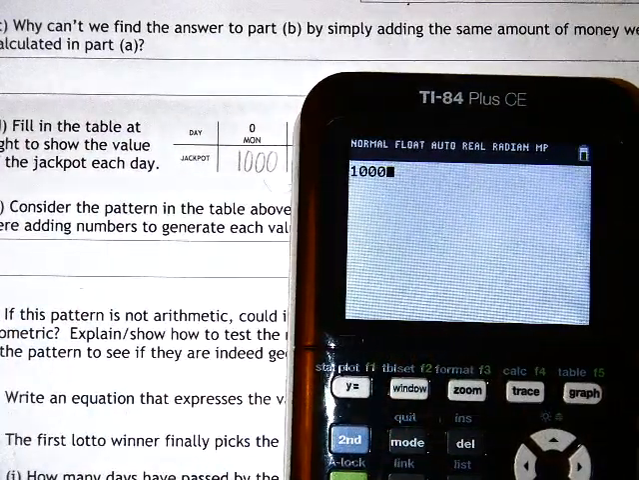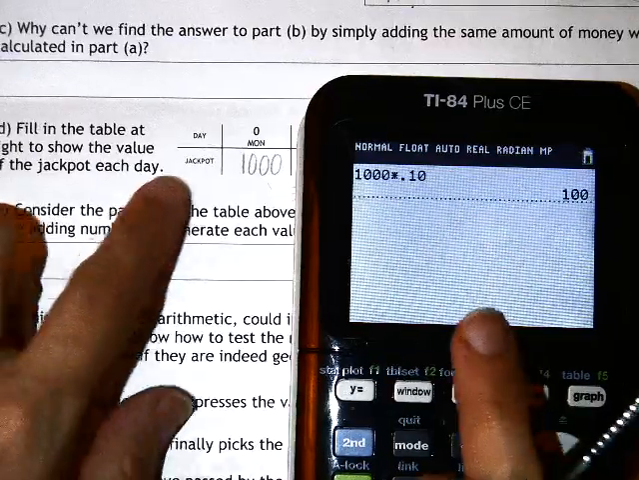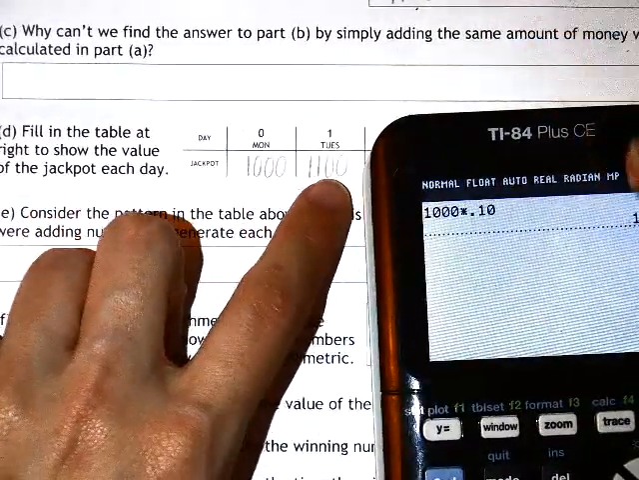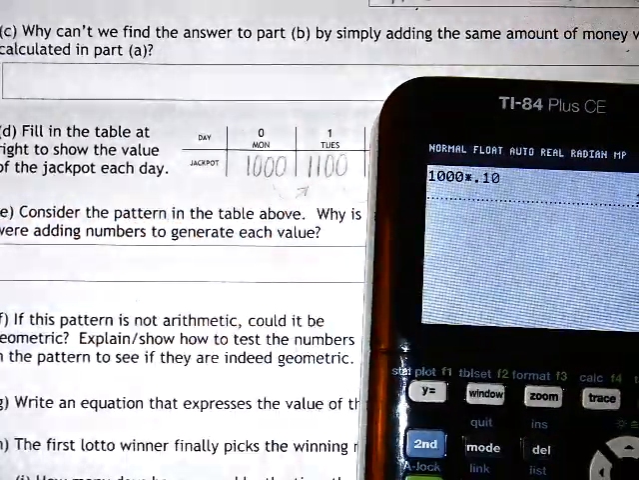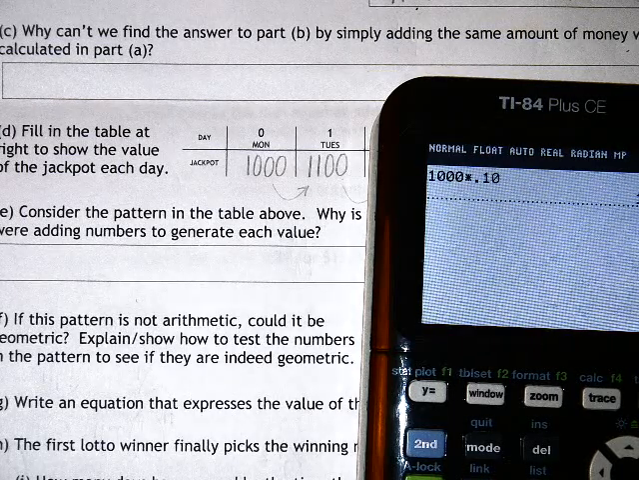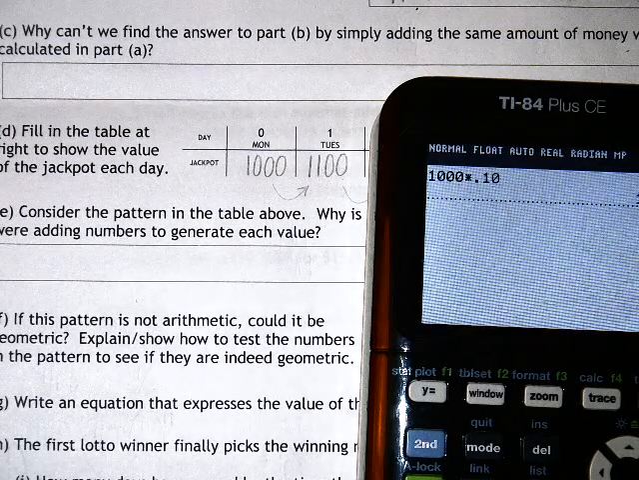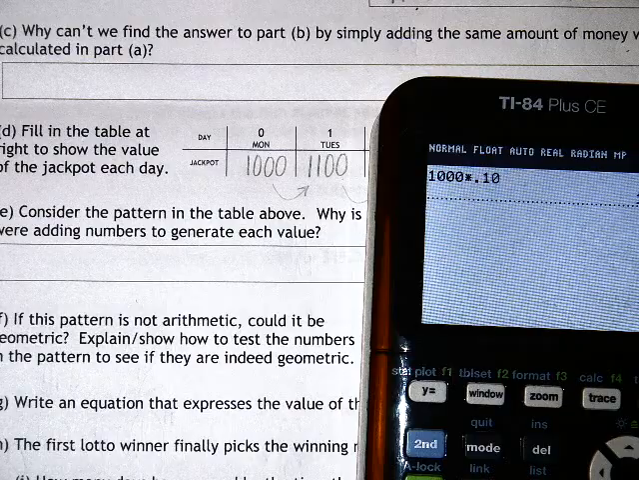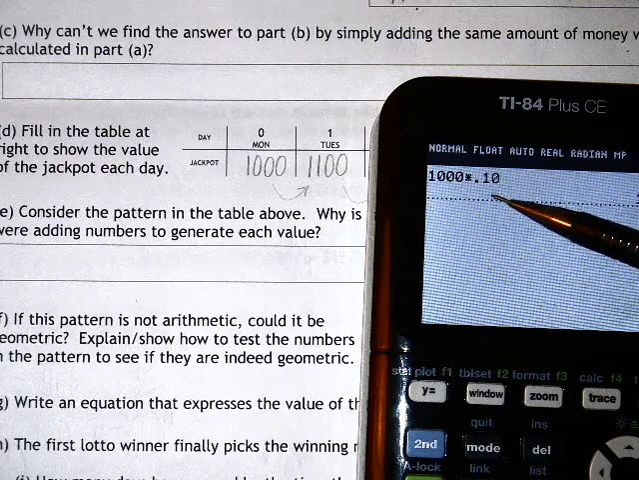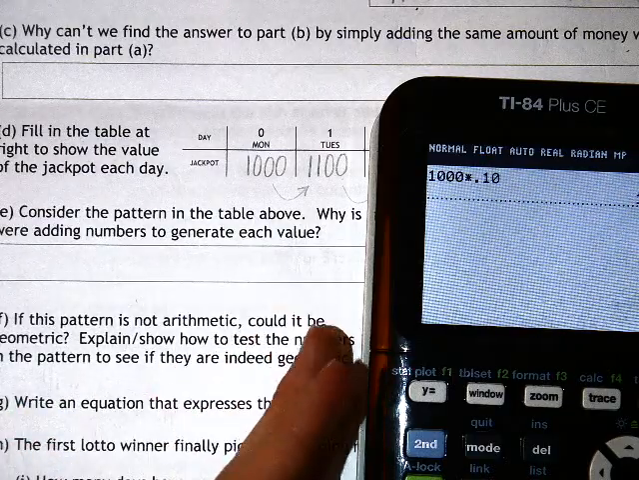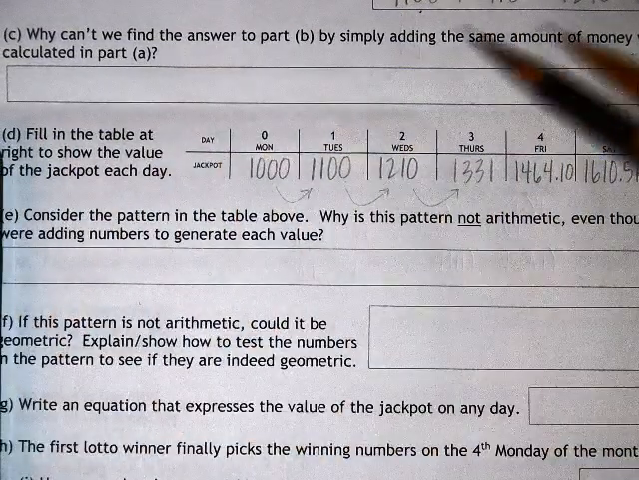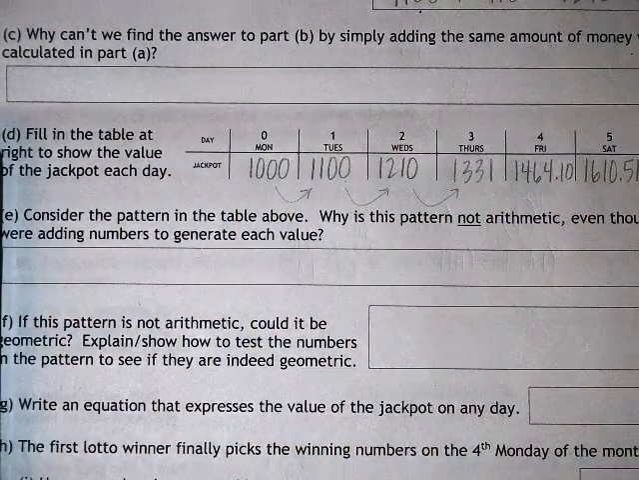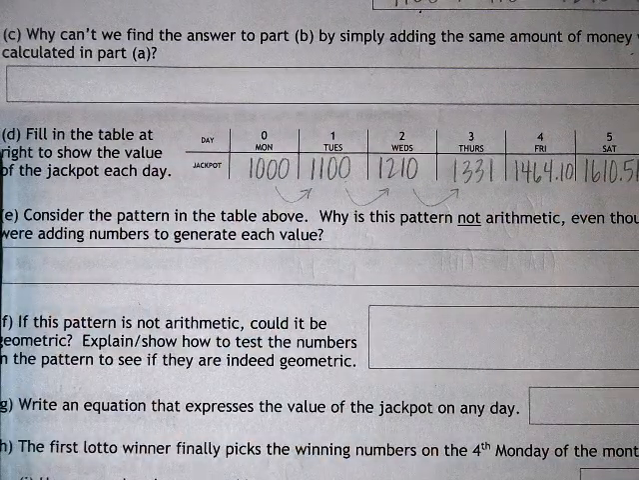But 1,000 times 0.10 really isn't the next number. The multiplier can't be 0.10. That doesn't make any sense. So now I'm thinking, wait, does that mean it's not geometric? If it is geometric, and I'm not multiplying by 0.10, what the heck am I multiplying by? So it is worth it to think. And this is a great strategy if you're ever not sure what a multiplier is.